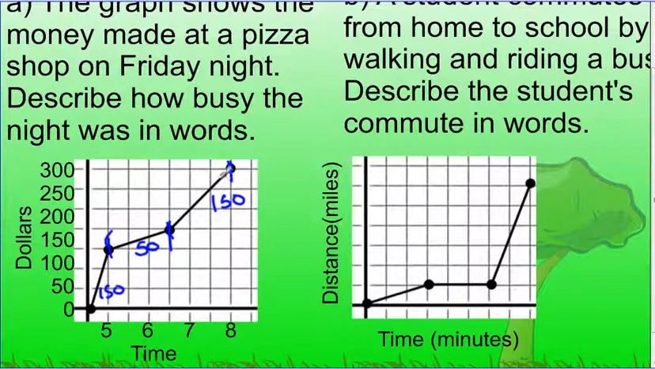Just think about a real life situation. Well, the way that I would kind of rationalize this is, I mean, this is people getting home from work. They don't want to cook dinner. It's Friday night. Heck, let's go get some pizza. So they're making a lot of money. This is like the dinner rush.